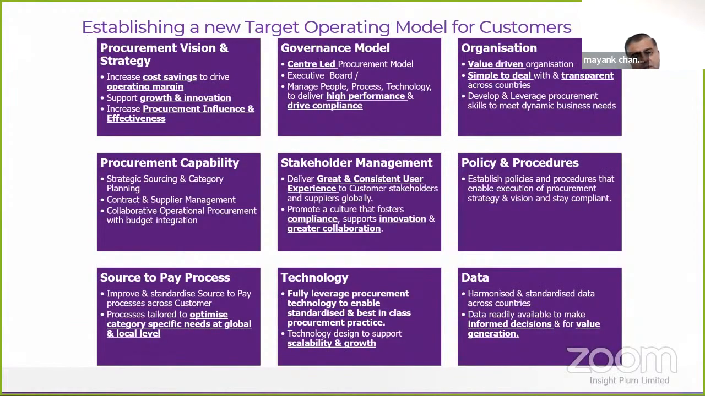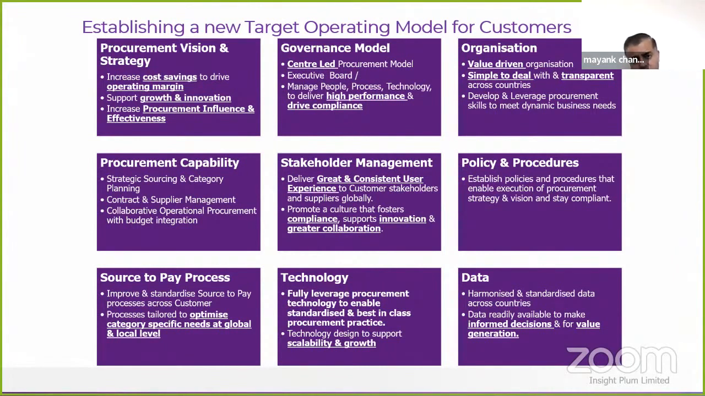Then, going into more detail in your transformation, it's again establish the right target operating model for your transformations. Define the vision and the strategy, the governance model, the organization, the capabilities of your procurement department, the processes that you want to have, the technology that you will leverage to drive those processes, the data, and the policy procedures, and ultimately, most importantly, the stakeholder management. How will you deliver that consistent user experience to your stakeholders, internal as well as external?